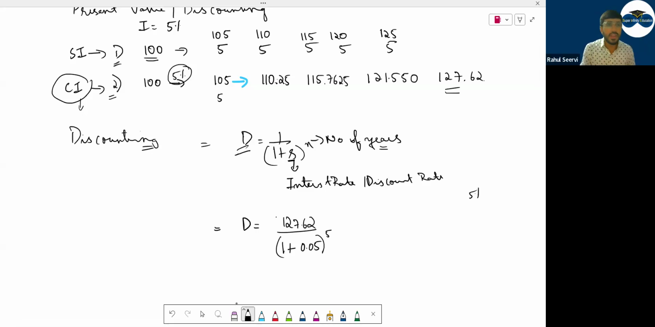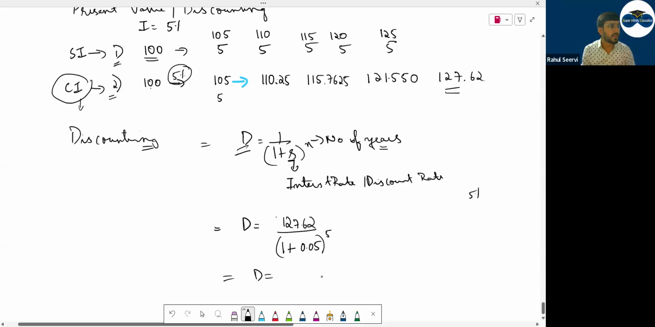Now what are you doing here? Here you are calculating what will be the value of $100 after 5 years. In the first case, you are calculating what will be the value of $100 or 100 rupees after 5 years. But what are you doing in discounting? You are taking the value after 5 years and calculating what will be the value today. Someone will say that after 5 years, we will give you this much amount. You will discount it and calculate the accurate value in today's terms.